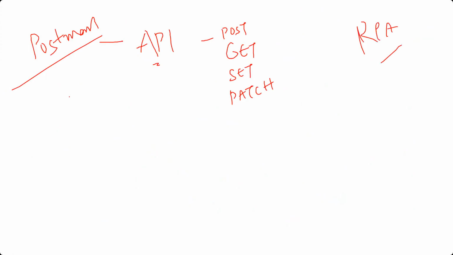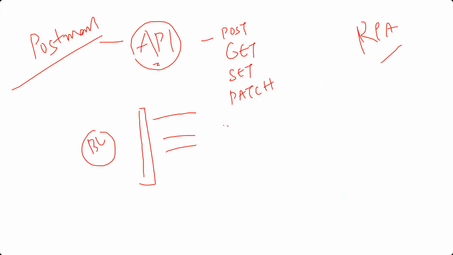Okay. So, application program interface is actually a layer on top of your business logic so that you can perform certain CRUD operations on top of your business logic and get the data on demand. This is called application program interface.